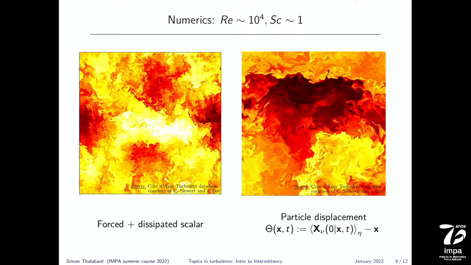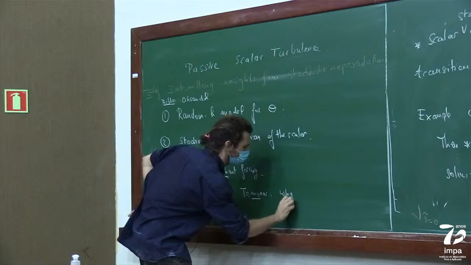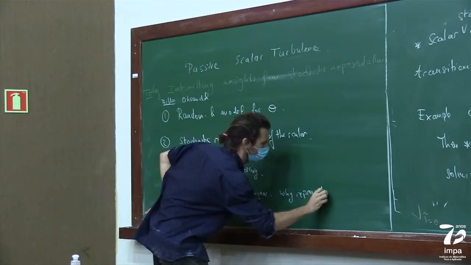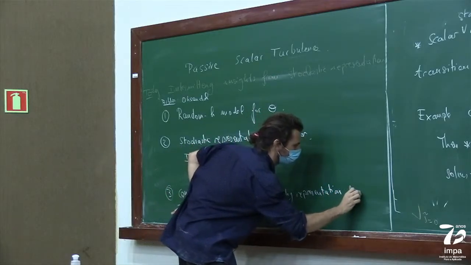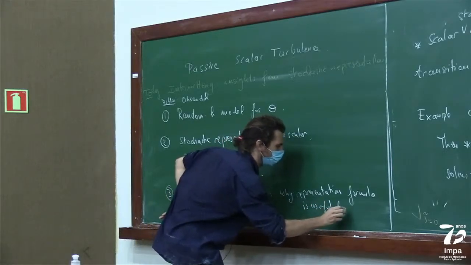Now there is another interesting feature that we should discuss, and it relates to why this kind of representation formula is useful for the study of intermittency, and this we will discuss tomorrow. So tomorrow: why the representation formula is useful for intermittency.